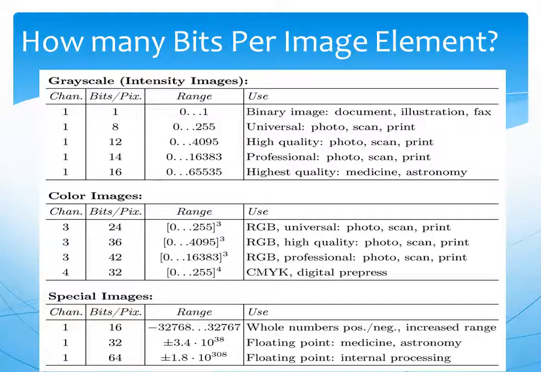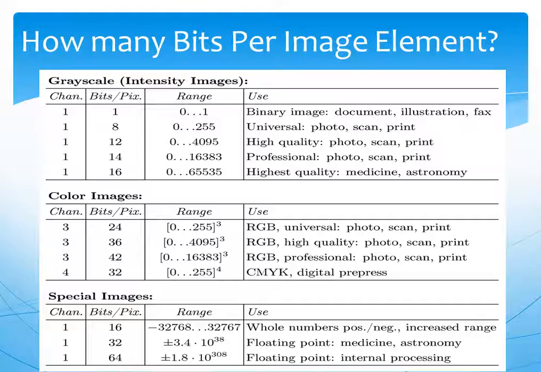Now we can see some charts for how many bits per image element are required. So here three charts are given. One is for intensity images, that means grayscale images, another is for color images, and the last one is for spatial images. So these three types of images are there. Bits per pixel is given, the range is also given, and the use is also given.